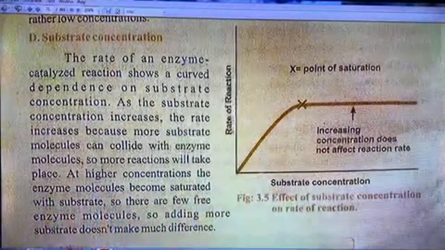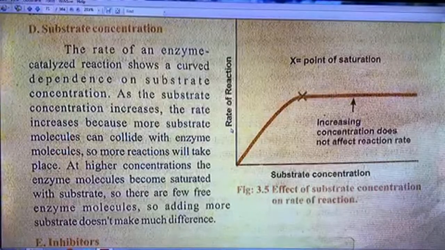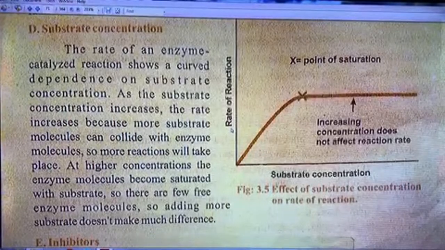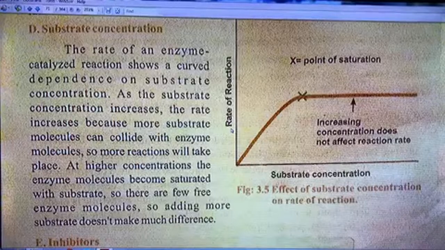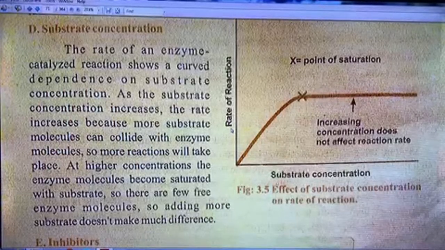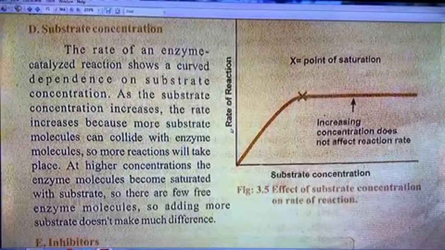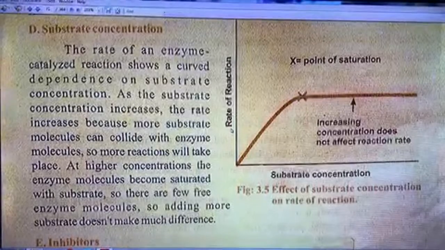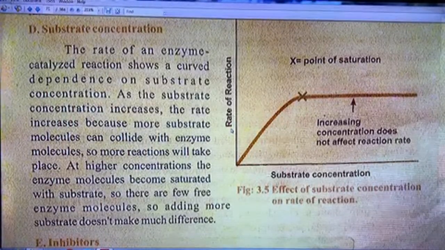Substrate concentration. The rate of an enzyme catalyzed reaction shows a curved dependence on substrate concentration. As the substrate concentration increases, the rate increases because more substrate molecules can collide with enzyme molecules, so more reactions will take place. At higher concentration, the enzyme molecules become saturated with substrate, so there are few free enzyme molecules. So adding more substrate doesn't make much difference.